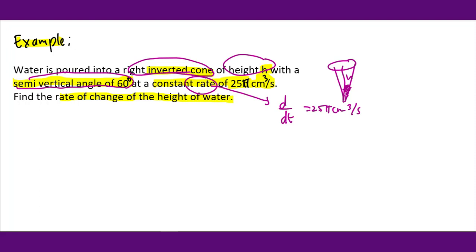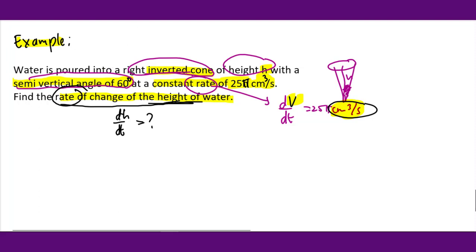This unit, cm cubed, refers to volume. So now dV/dt is equal to 25 pi cm cubed per second. So just check the volume. And then find the rate of change of the height of the water. So the rate involves dh/dt. Our aim is to find dh/dt.